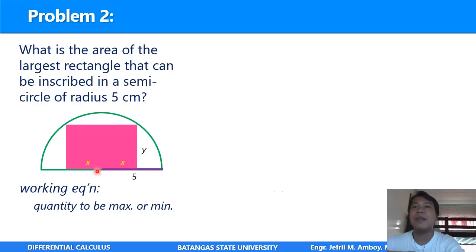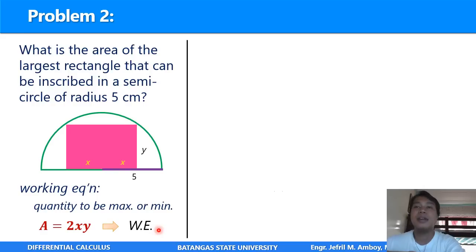So, balik tayo sa problem. Dito sa problem na ito, we want to maximize the area of the rectangle. So, ano ba ang area ng rectangle dito sa drawing na ginawa mo? So, that is 2x times y, and that's it. You now have your working equation, no?